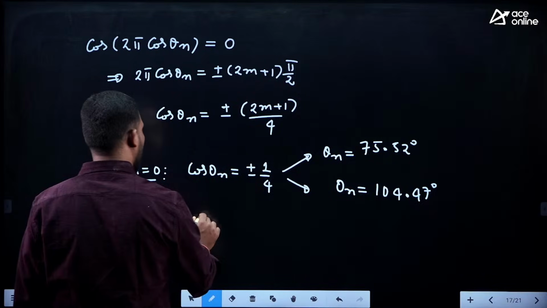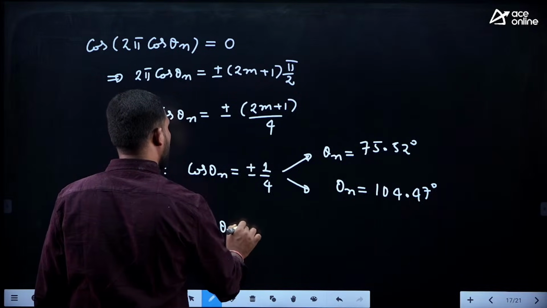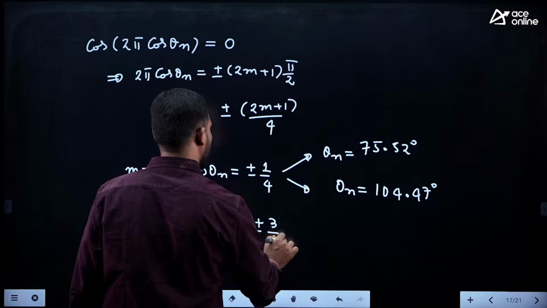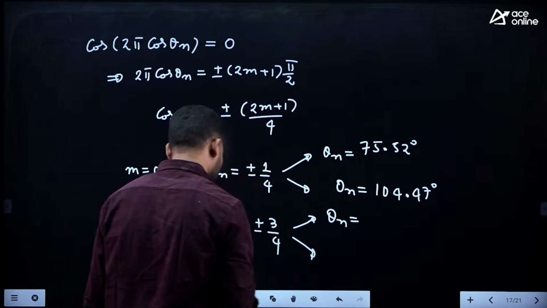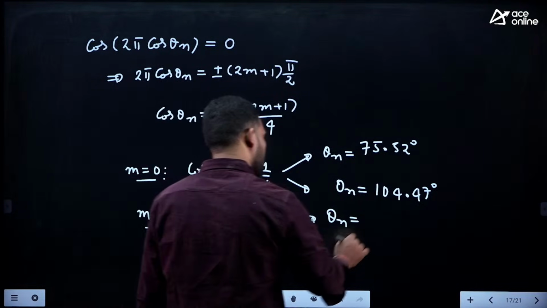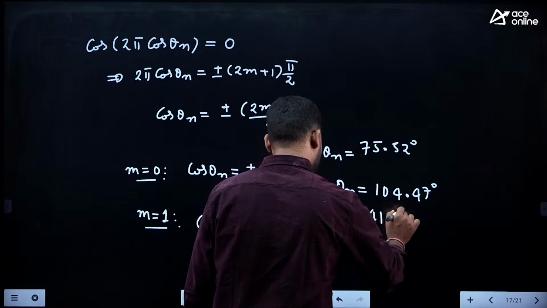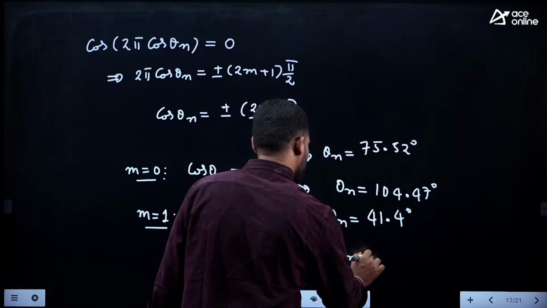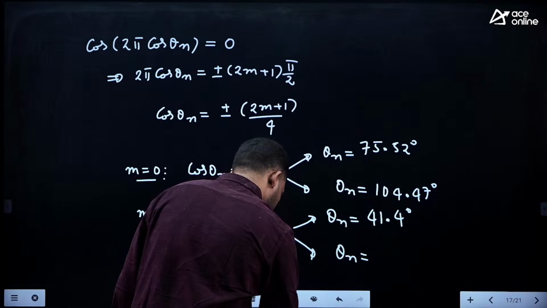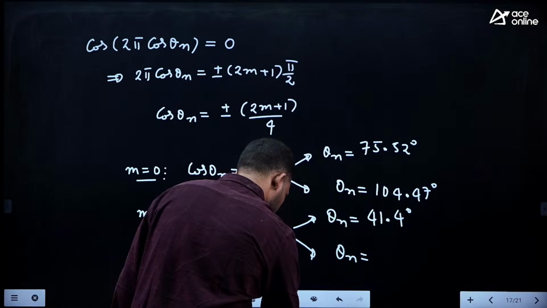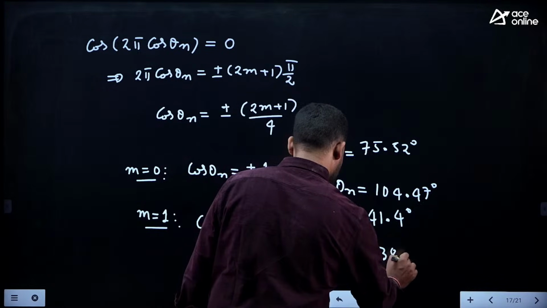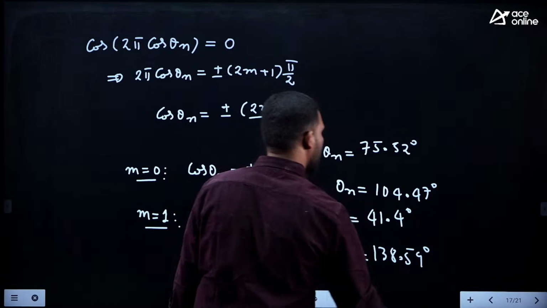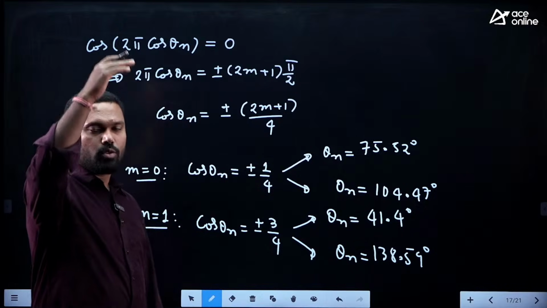If I take m is equal to 1, cos θn is equal to ±3/4. Cos inverse of 3/4 is 41.4 degrees. The other one is cos inverse of minus 3/4, which is 138.59 degrees.